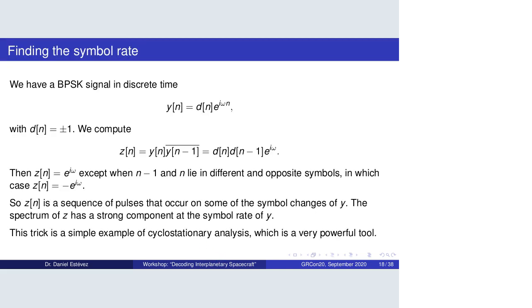Let's come back and discuss about how to find the symbol rate. The symbol rate is the speed at which these plus ones and minus ones are sent. And there's a very little trick to find this symbol rate. Here is the math, but you need not to look at it much. The key is y of n is our original signal. We are going to take y of n, delay it one sample, and then do the complex conjugate and multiply.